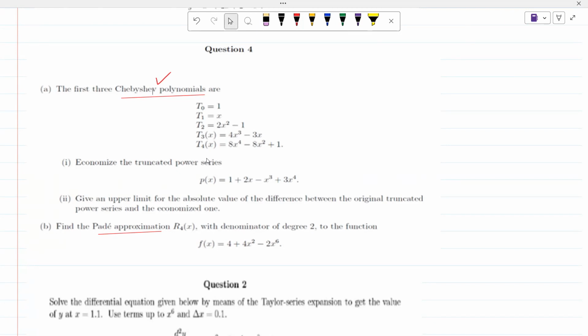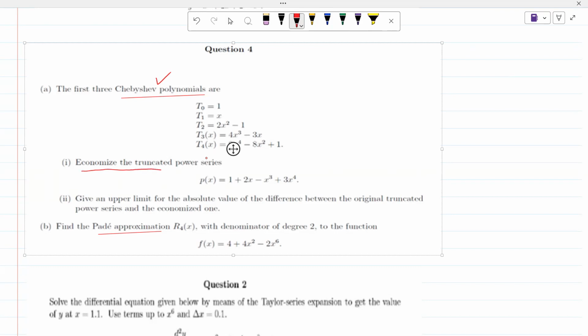The first three Chebyshev polynomials are these. So the question is clear, and you are given the Chebyshev polynomials. T0 is 1, T1 is x, T2 is 2x squared minus 1, T3 of x is 4x cubed minus 3x, and T4 is 8x to the fourth power minus 8x squared plus 1. The first question says we need to economize.